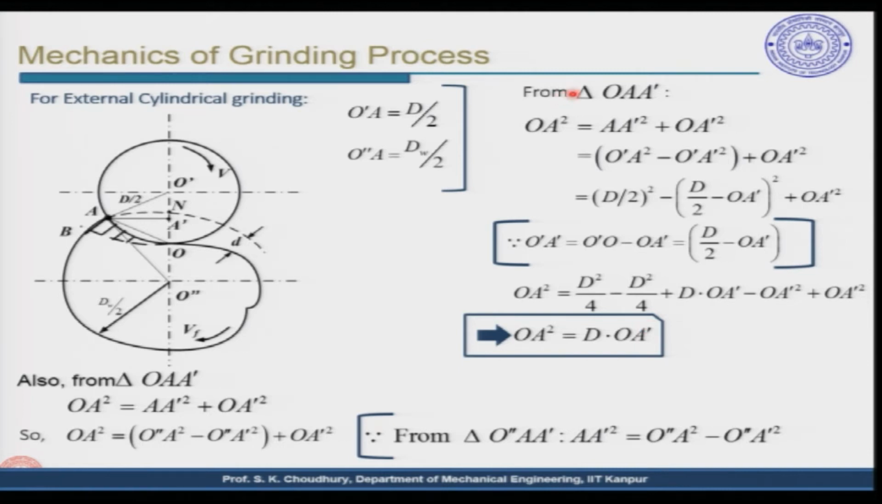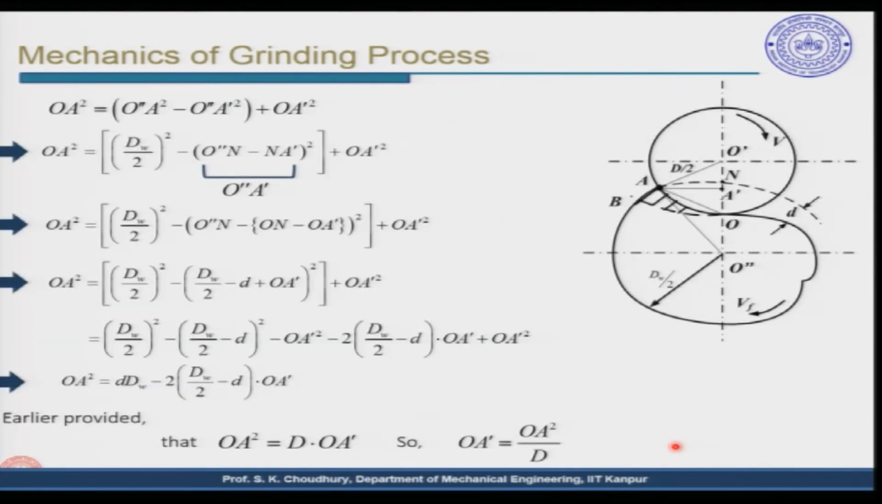Again, we will come back to the same triangle OAA prime. We will write that OA square is equal to AA prime square plus OA prime square, as we have written earlier. Now, AA prime is common for this triangle as well as for this triangle. So, therefore, AA prime square we can also write as O2 prime A square minus A prime square. So, that is what we are writing here: AA prime square we are replacing by O2 prime A square minus O2 prime A prime square, and this is remaining.